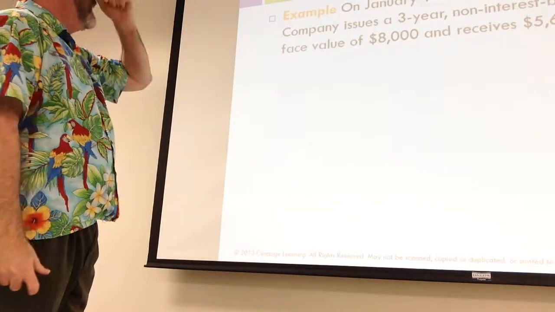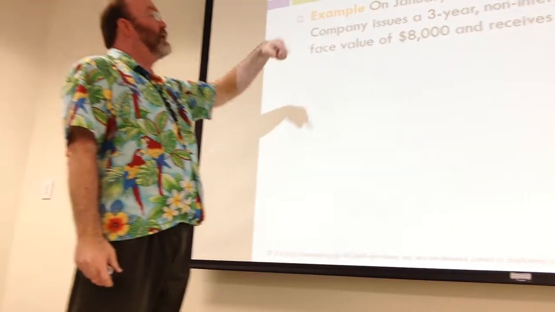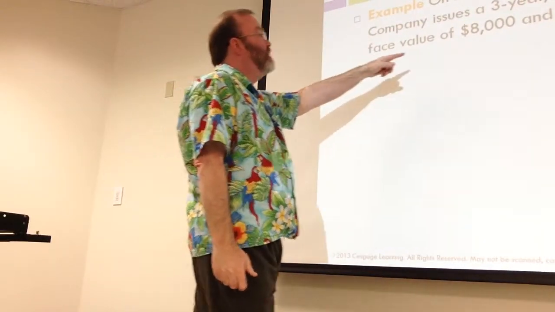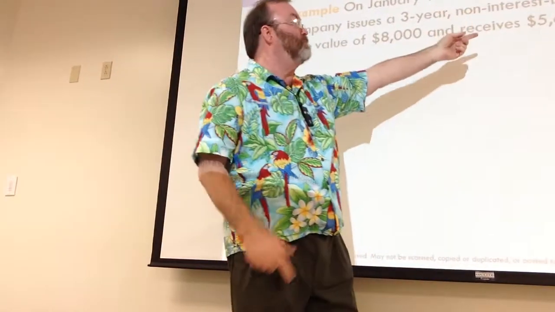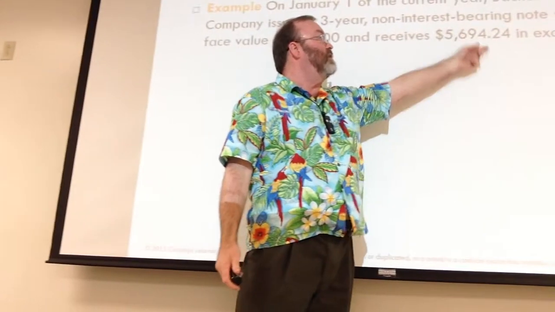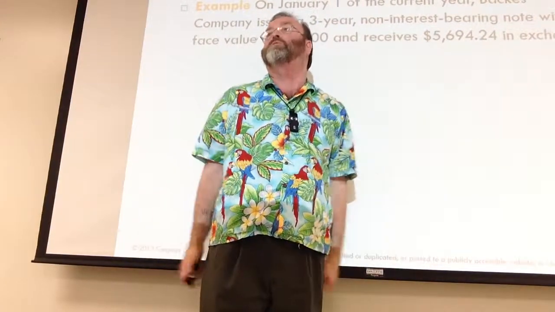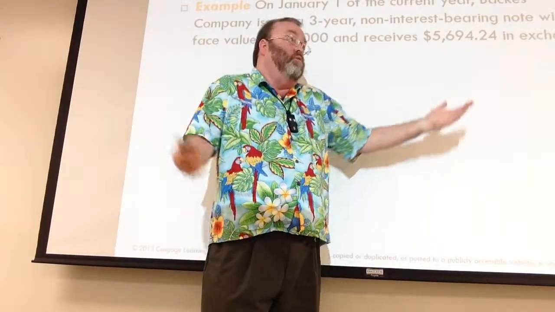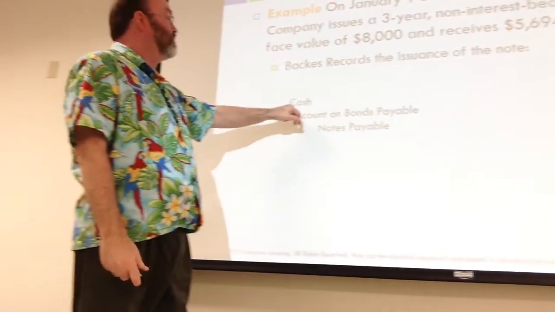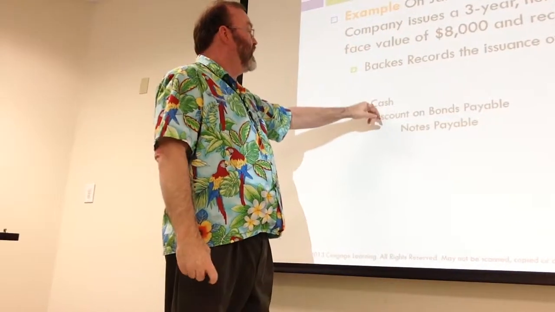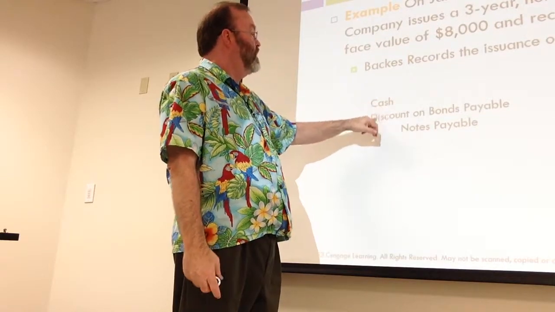All right, so we issue a 3-year non-interest-bearing note with a face value of $8,000, and we receive a piece of machinery that has a list price of $5,694.24. What's the interest rate? Here's the entry. In this case, we're receiving cash, but it could easily just say machinery.